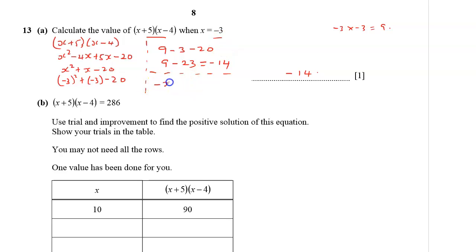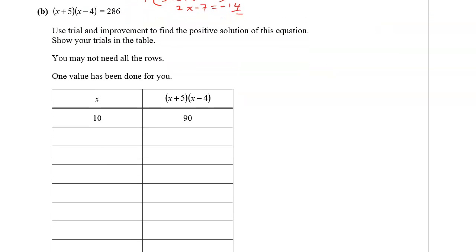You can basically say, you can substitute this minus 3 into x here. So you can say minus 3 plus 5 into brackets minus 3 minus 4. Right? Of course, minus 3 plus 5 gives us 2. And then times minus 3 minus 4 is minus 7. And this will give us again minus 14, what we got in there. Whichever way is easier for you, go for that.